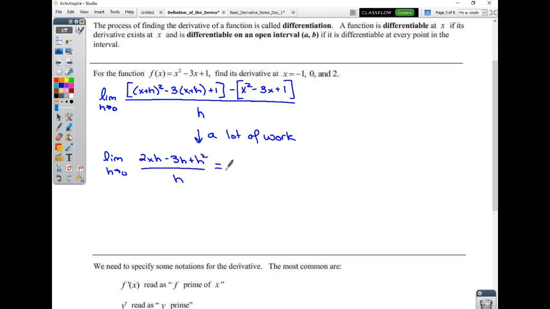And as I do that, I would get what? So we finish this off. All of these h's factor out. We get 2x minus 3 plus h. And if h goes to 0, that plus h is gone. We get 2x minus 3. We have a special notation for that.